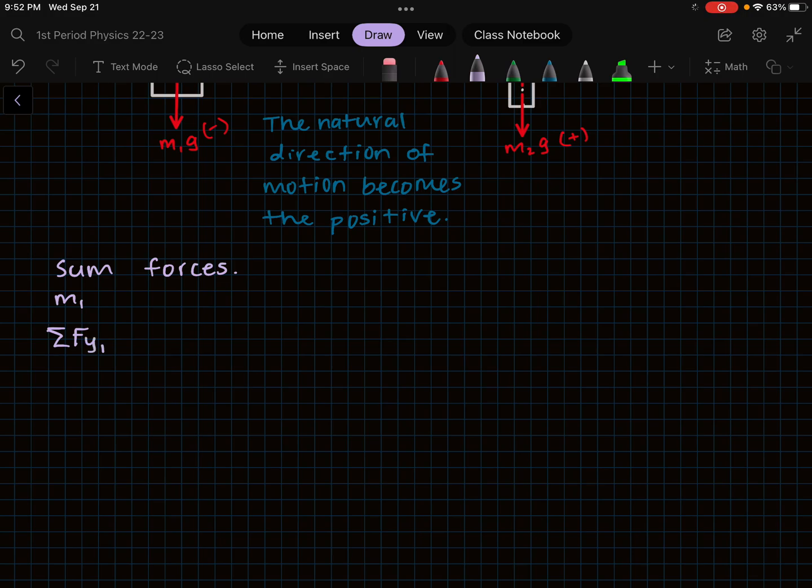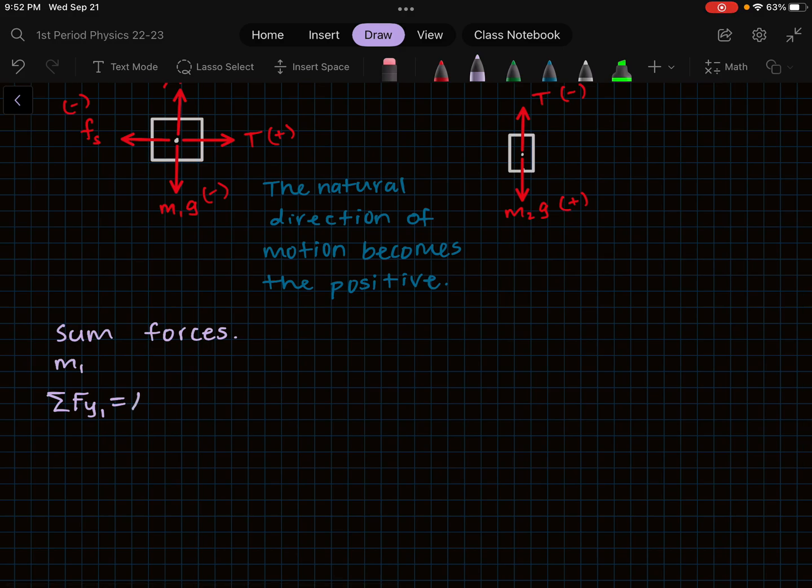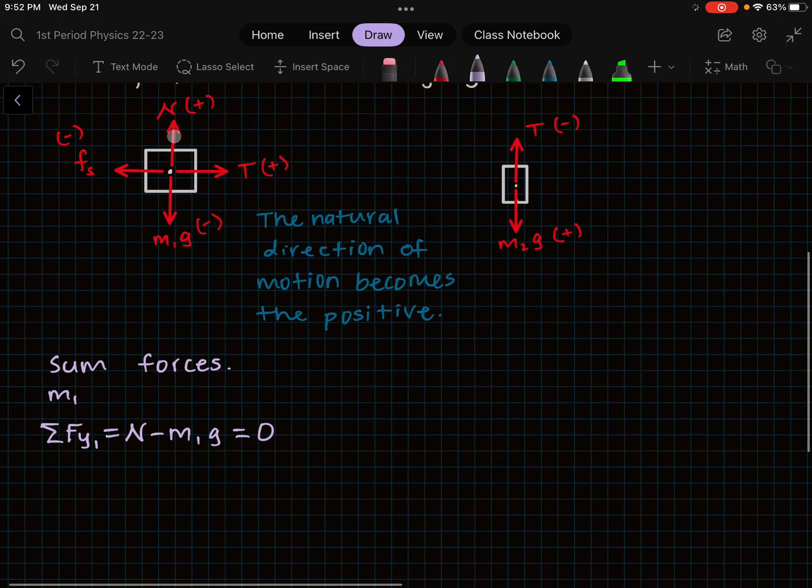Along the y direction for mass 1, that's what it means. This is summation of forces along the y for mass 1. Is it equal to? Well, along the y we have the vertical, right? We have normal, which is positive, weight, which is negative. So it would be normal minus m1g. And this is equal to 0 because the system is not moving, it's not accelerating, right? We only have two forces acting along the y.